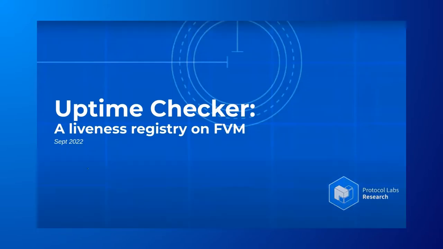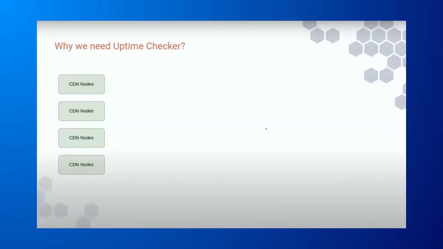So the first question you'll probably be wondering is, what is the uptime checker and what does it actually do? To answer that question, imagine we have a bunch of nodes running in a decentralized network. For now, let's say in the case of Saturn, we have a global distributed CDN, and these are the CDN nodes running in the network. Imagine a user wants to fetch some information from the nodes, so he just pings one of the nodes.